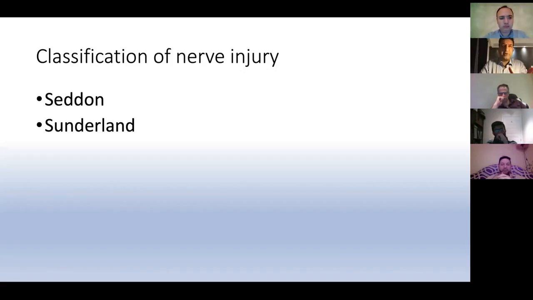So a 2 meant that the endoneurium had gone, but the basal lamina was intact. A 3 meant that the endoneurium and basal lamina had gone, but the perineurium was intact. A 4 meant that the endoneurium, basal lamina, and perineurium have gone, but the epineurium is intact. And 5 means everything's gone.